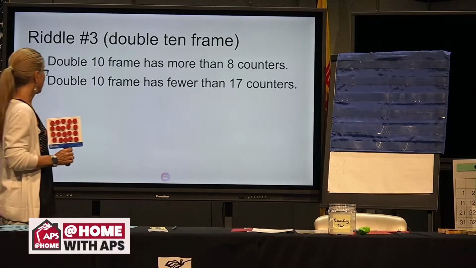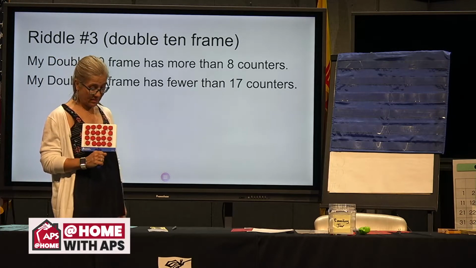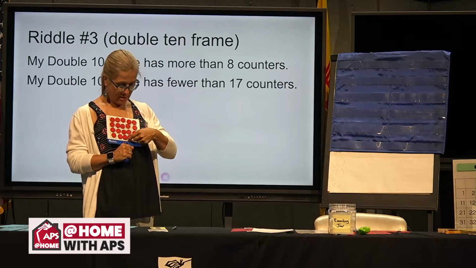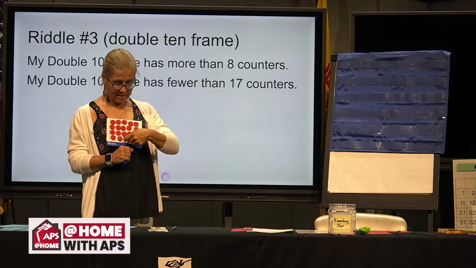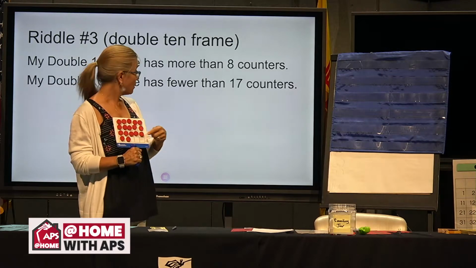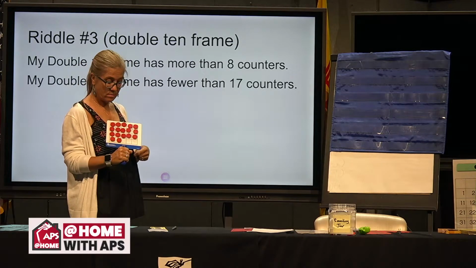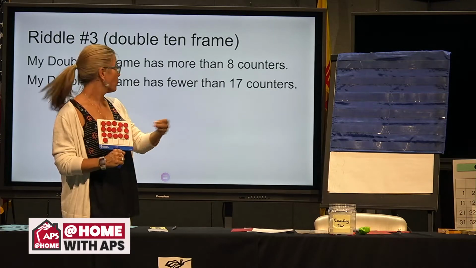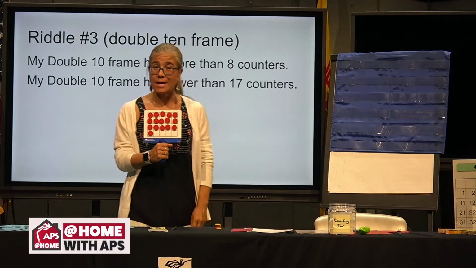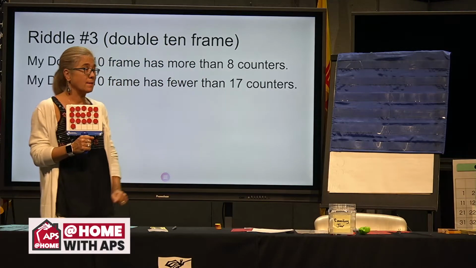My double 10 frame has fewer than 17 counters. So I can take off 20, I can take off 19 and 18, right? And 17. Can I take off more than that? I could take off one more because it says fewer than 17, so that means even less, right? So it's got to be 16 or less on our frame.